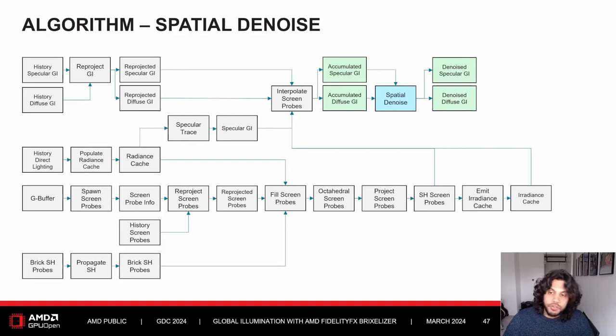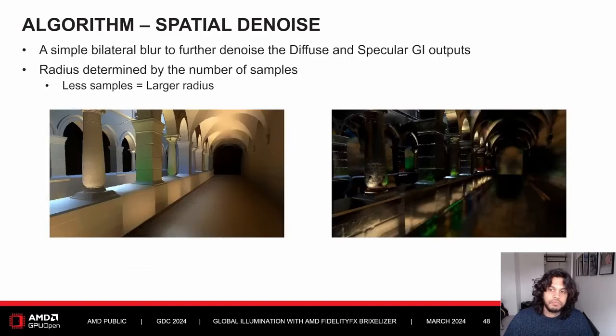Now, we finish off with the spatial denoise pass. This is a relatively simple bilateral blur to further denoise the GI outputs. The radius is determined by the number of samples, so when there's less samples, we use a larger radius.